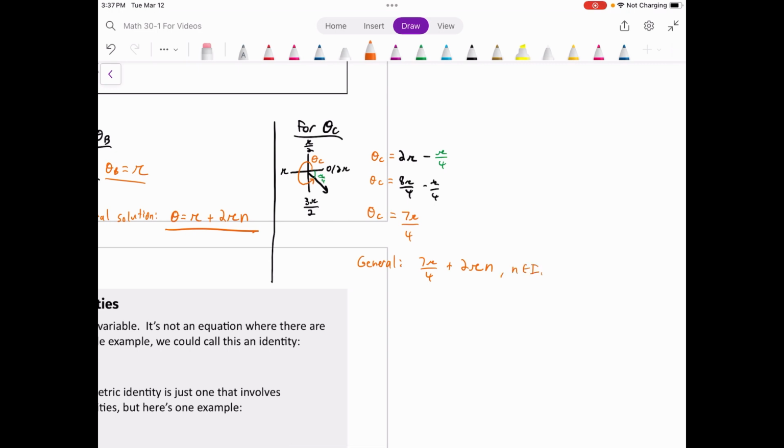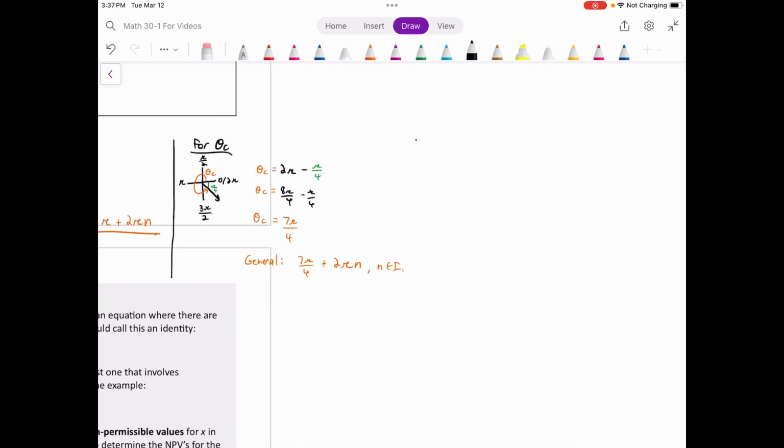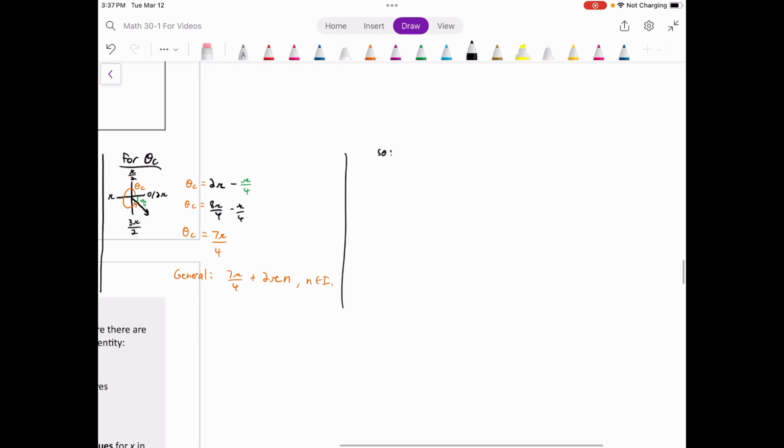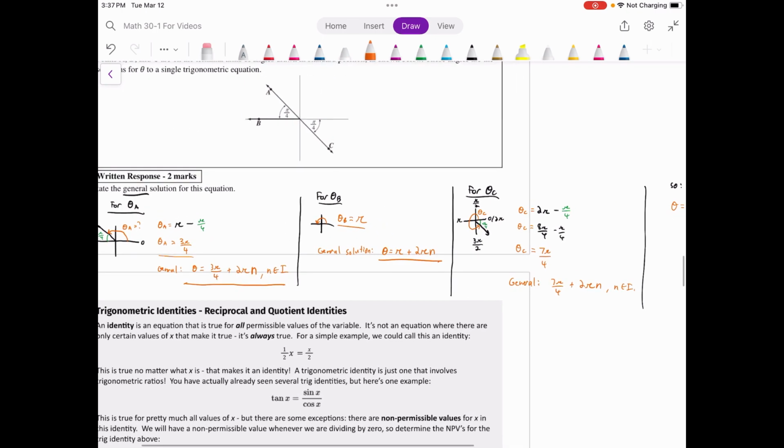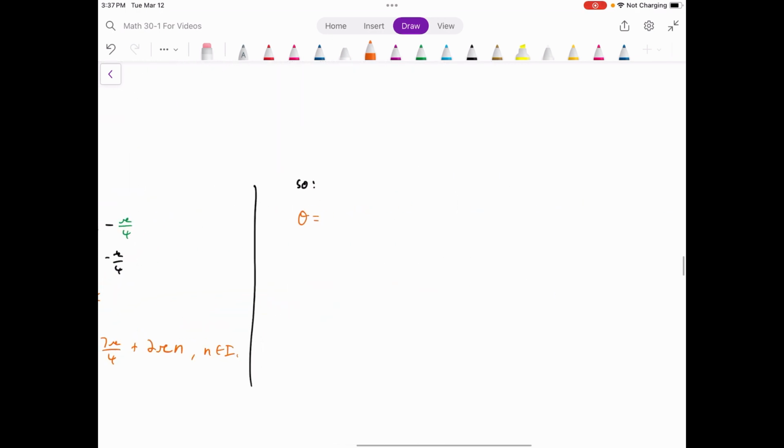Okay, so putting it all together here now, theta could equal, we learned from angle A that solutions could be 3 pi over 4 and any angle coterminal to that. So 3 pi over 4 plus 2 pi n, where n is an element of the integers.